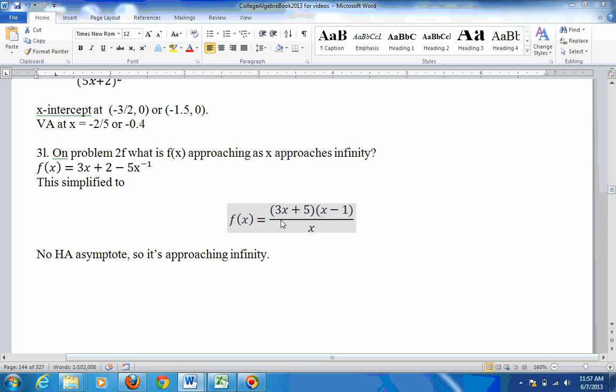3L, on this problem, what is f of x approaching as x approaches infinity? It's a horizontal asymptote question. So there's no horizontal asymptote on this one because the power here is 2, the power in the denominator is 1, so no horizontal asymptote, so it's heading off to infinity. It's heading off to infinity in a straight line. It's an oblique asymptote that's heading up to infinity, but it is approaching infinity. Because there is no horizontal asymptote, it is not leveling off, it just keeps on going up.